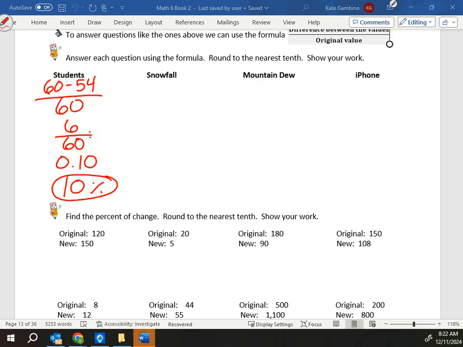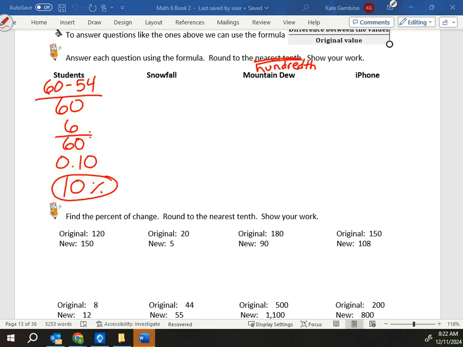Now, for some goofy reason, Mr. Schultz says round to the nearest tenth, but we know when we work with percents, we're wanting to round to the nearest hundredth. So we're rounding to that nearest hundredth place.